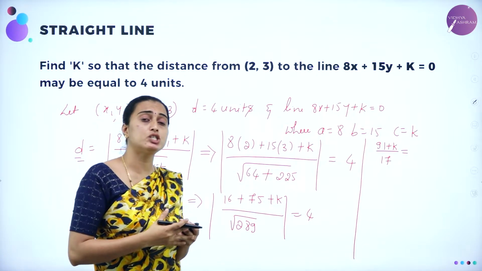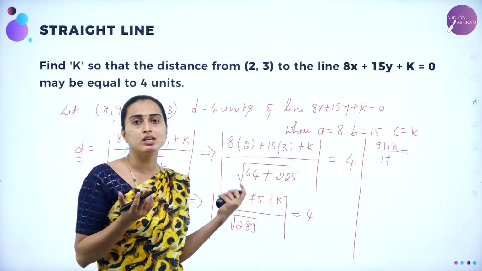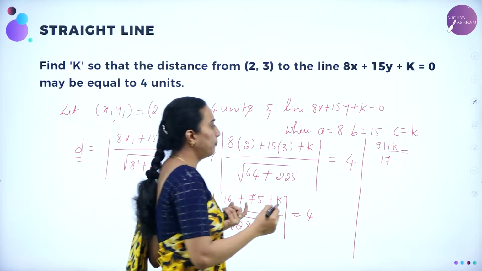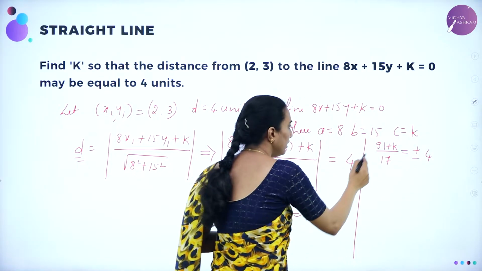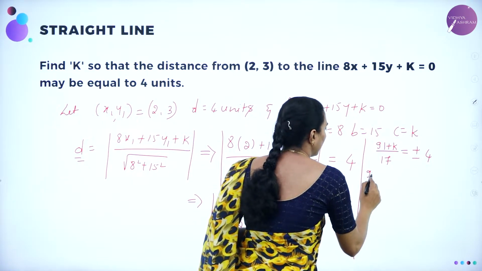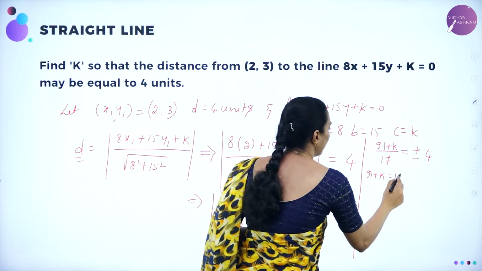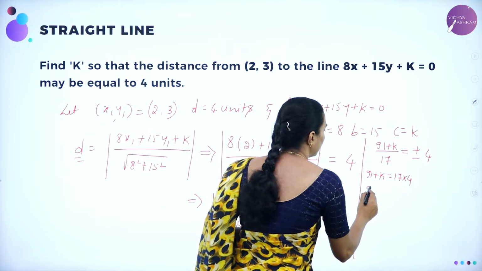How are you going to remove the square? You are going to write it as plus or minus. Here also, if you remove the modulus symbol, you are going to take it as 2 roots, that is a plus root and minus root, which is plus or minus 4. Now 91 plus k over 17 into 4, one value. Let me calculate this.